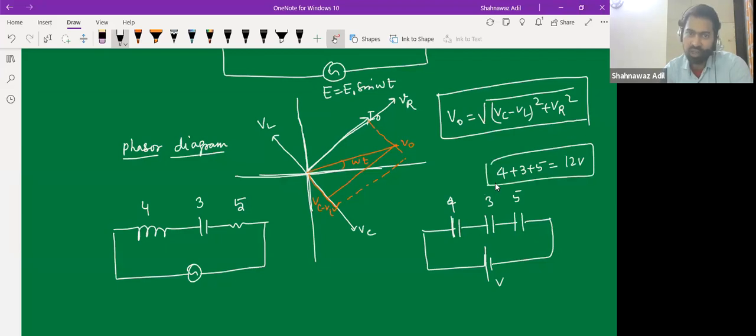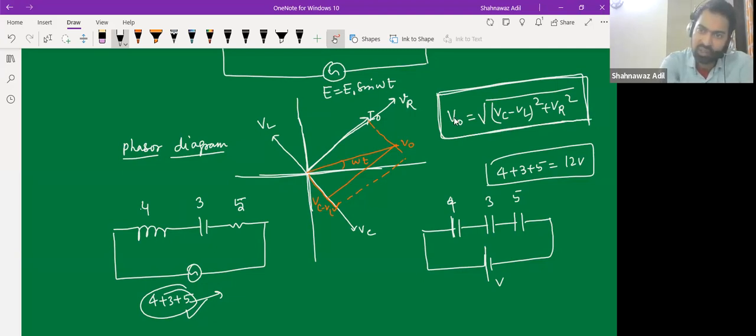Right, guys? But in this case, you cannot just add them up. Why? Because they are not in phase, right? This is in phase, this is 90 degree ahead, and this is 90 degree lagging, right? So you cannot add them up in this way. These are not vectors, but they have different phases, so you add them up in this way, like vectors, right?